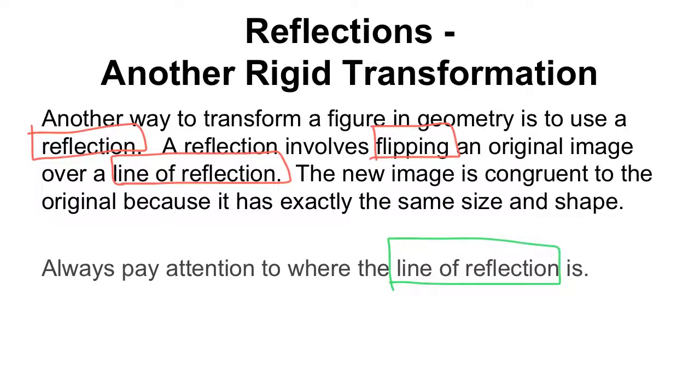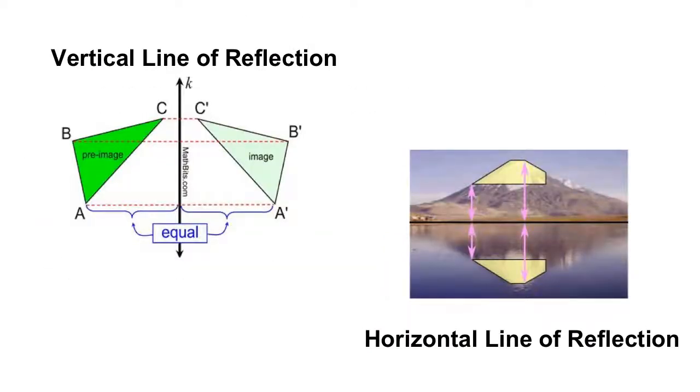Knowing where your line of reflection is actually a critical part in being able to describe your reflection to me. So you will tell me that a figure was translated over the x-axis or over the y-axis, over a line, whatever. So we will practice knowing what your line of reflection is and being able to name it. Your line of reflection could be anywhere.